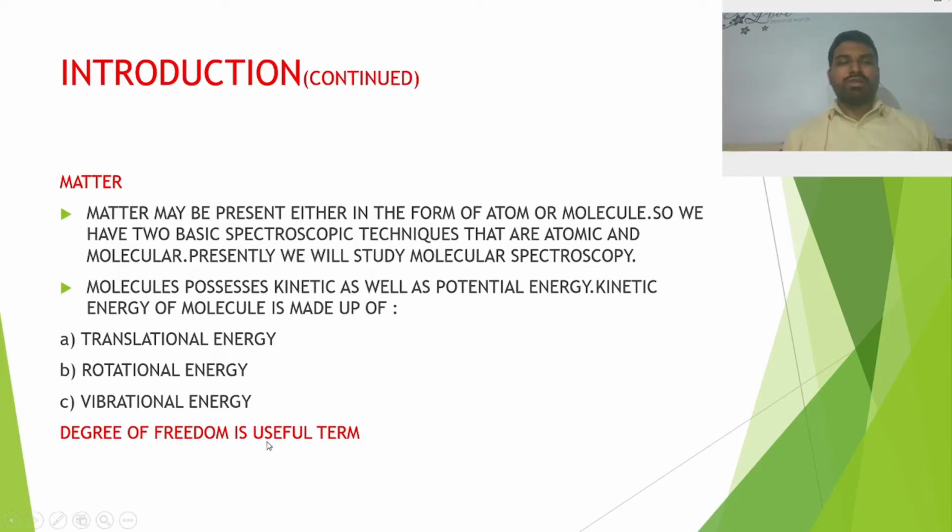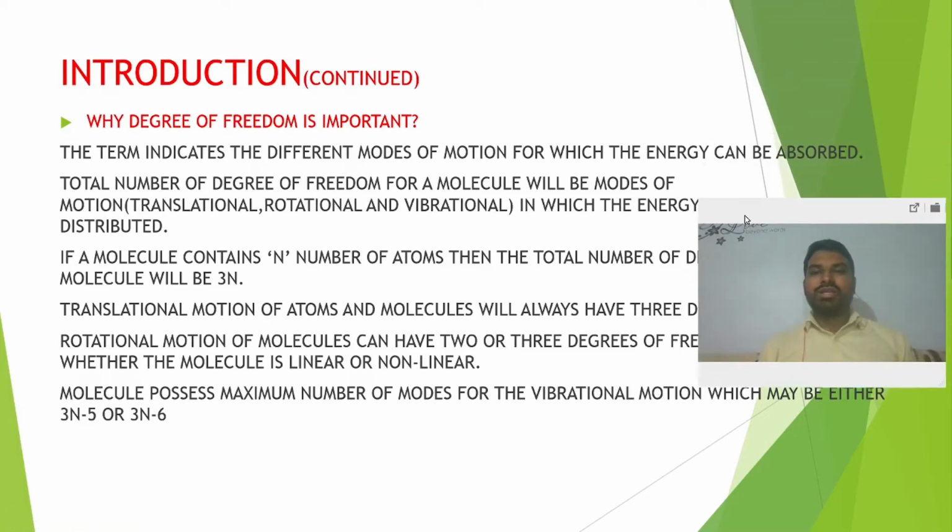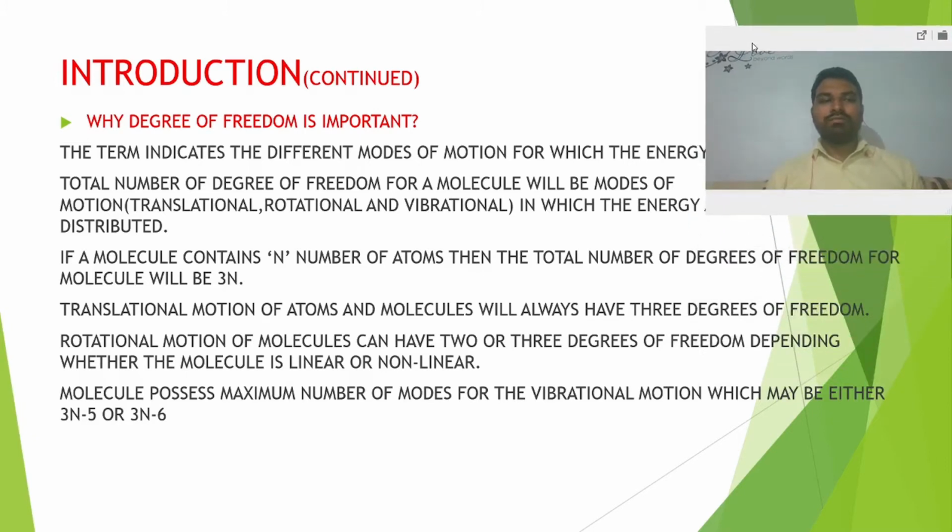For these three terms, the degree of freedom is a useful term. Now, why is degree of freedom important? The term indicates the different modes of motion for which the energy can be absorbed. The total number of degrees of freedom of a molecule will be the modes of motion, that is translational, rotational and vibrational motion, in which the energy is distributed. If a molecule contains n number of atoms, then the total number of degrees of freedom for the molecule will be 3n. Why 3n? These are the modes of motion.